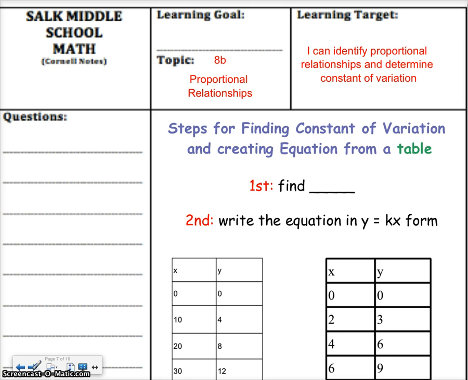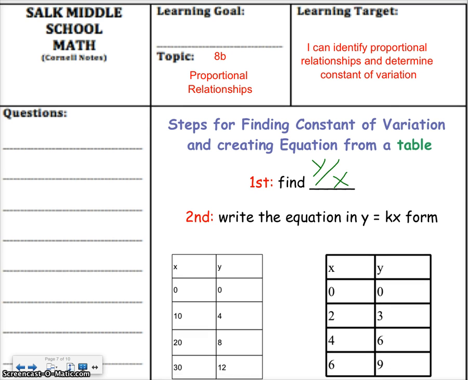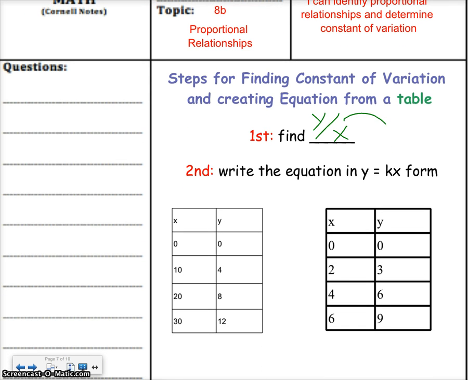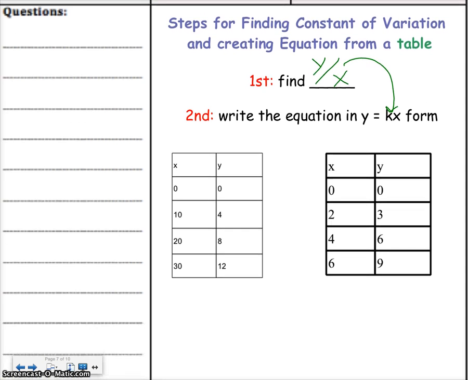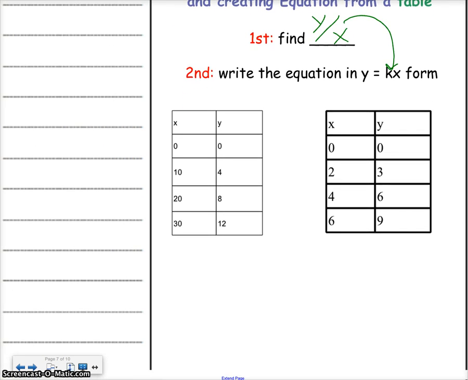Okay, now we're going to analyze the table here and then make an equation. The first thing you want to do is find your y over x. That's your constant of variation. And then you put whatever y over x is in front of the x to make your equation. We've done this a little bit. It doesn't take a lot. You just figure out what y over x is. Pay attention to me. I see a lot of people looking around at each other here.